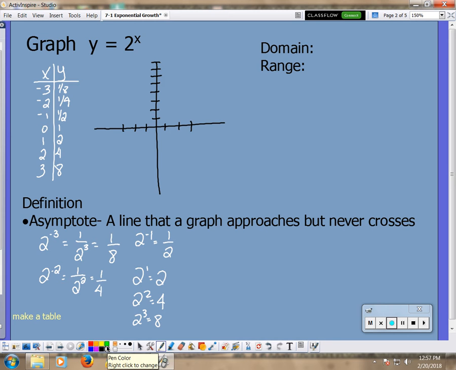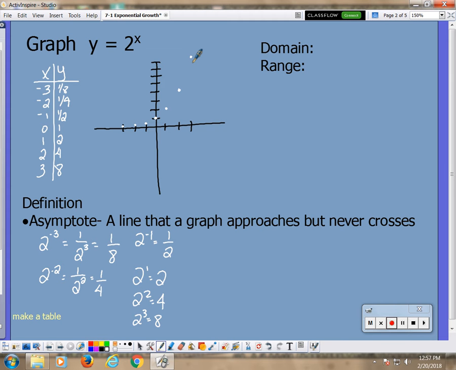Okay, so let's graph what we have. At negative 3, we're at 1/8. So we're down close to the x-axis, but not quite there. And at negative 2, we're at 1/4, just a little bit more. And at negative 1, we're at a half, a little bit more. And at 0, we're at 1. And at 1, we're at 2. And at 2, we're at 4. And at 3, we're up here at 8.